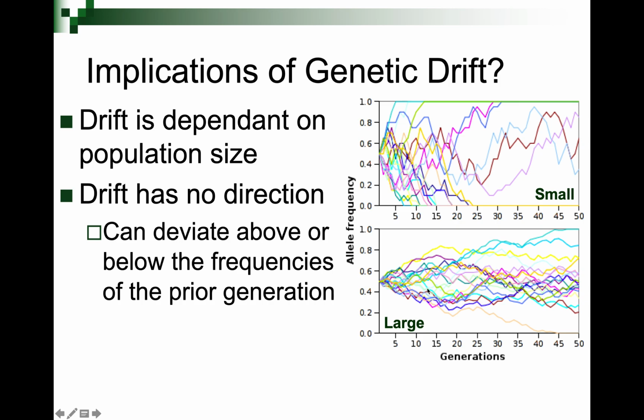In larger populations, it's much more stable, but even then, over time, alleles are generally going to vary one way or the other, okay? Or at least they can vary one way or the other.